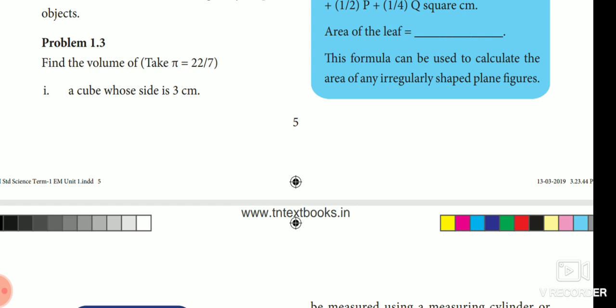Already the measurement is given in centimeter, so the unit is centimeter and we must put that also. This is how we measure the volume. So 27 cubic centimeter, otherwise centimeter cube. Okay, now second one.